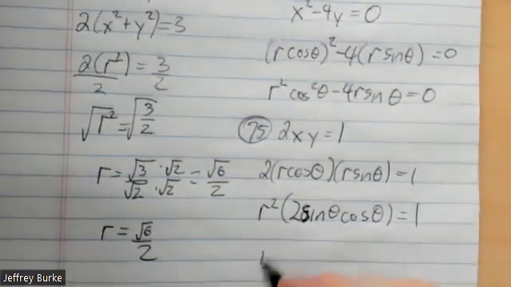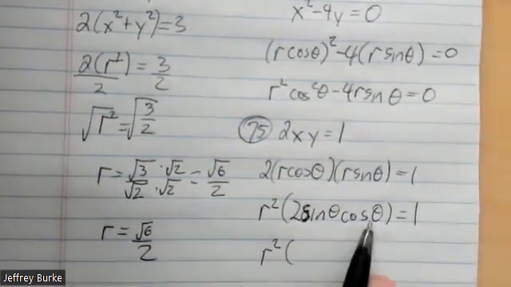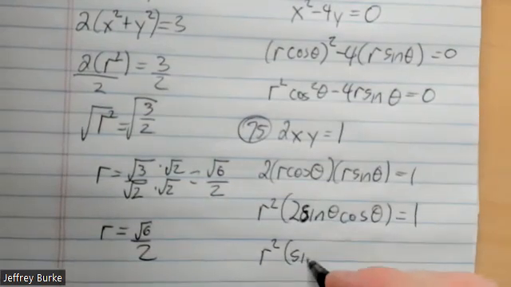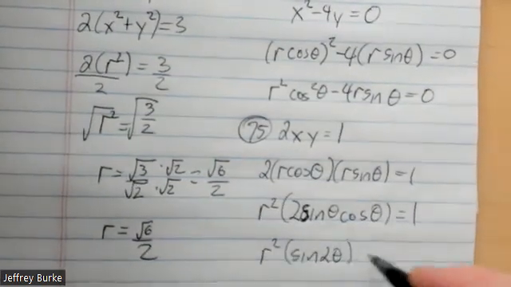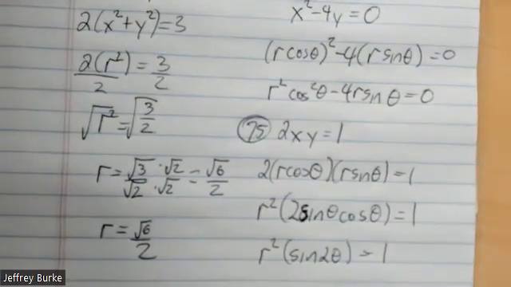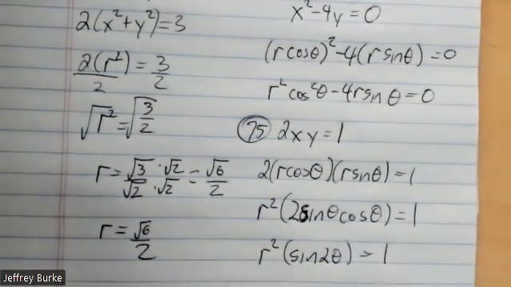Why? Because this is an identity. This is r squared. 2 sine theta cosine theta is the same as sine 2 theta. And there you go. That's just a simplified version of that.